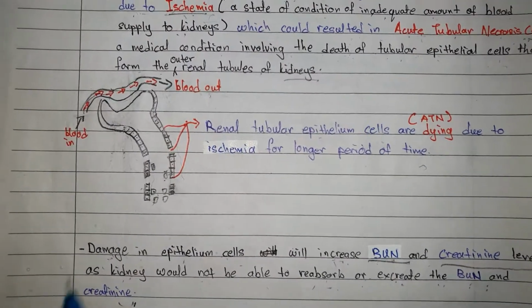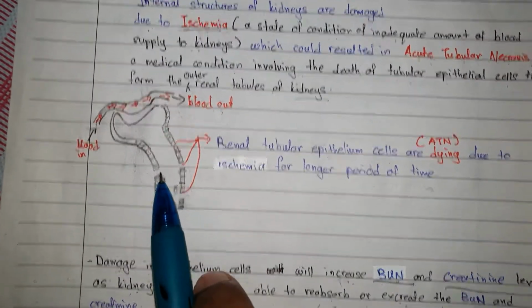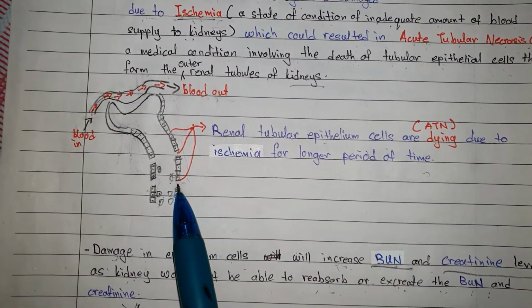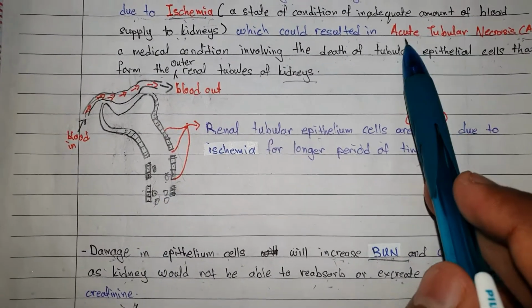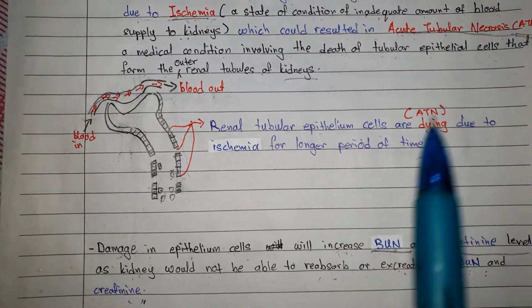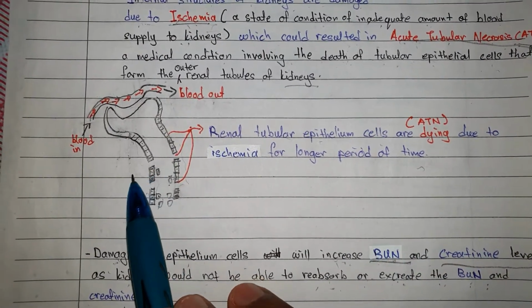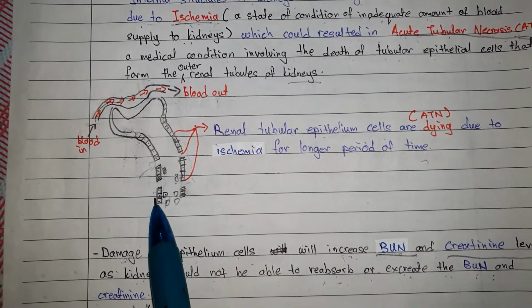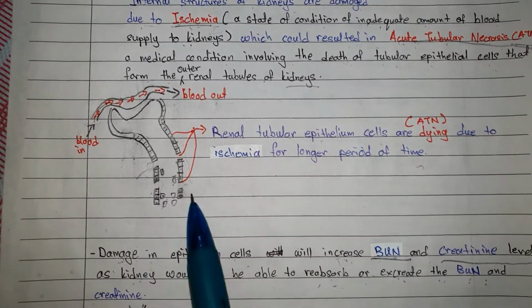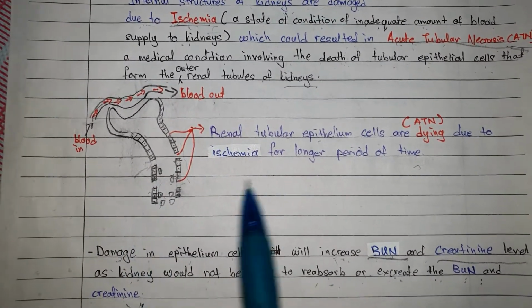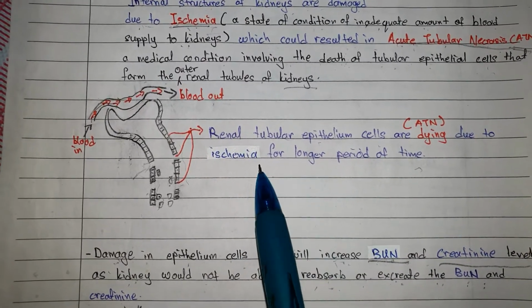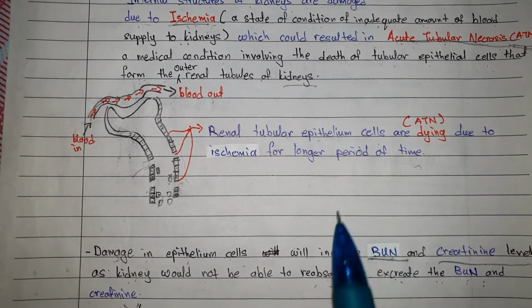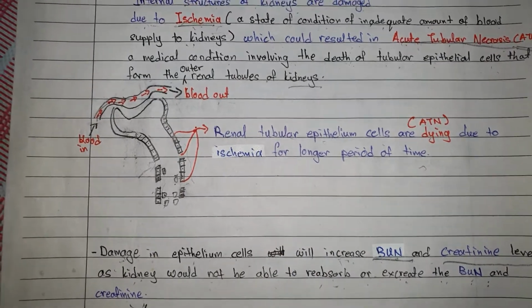This is a sample drawing by myself to show an unhealthy nephron, or a nephron which is suffering from acute tubular necrosis. In simple words, we can say the tubular epithelial cells are dying. Renal tubular epithelium cells are dying due to ischemia after a longer period of insufficient blood flow.